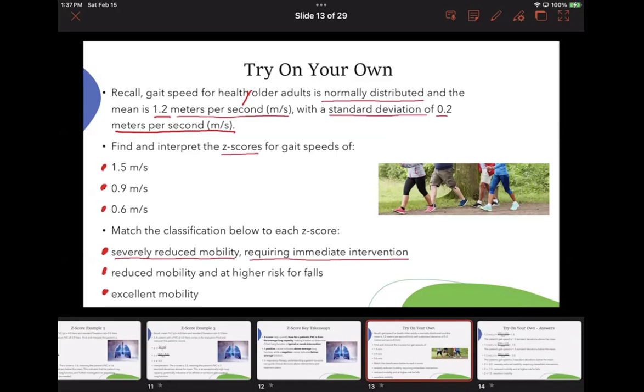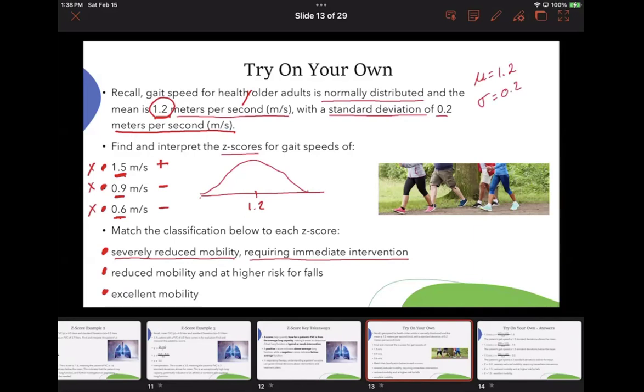So let's recognize that z-scores are going to be positive for gait speeds that are above the mean, and z-scores will be negative for gait speeds that are below the mean. And if we're given the mean of 1.2, we already have an idea of the kinds of z-scores that are going to come out of these calculations. 1.5 being more than 1.2 is going to be a positive z-score. 0.9 is less than 1.2, so that will be a negative z-score. And 0.6 is less than 1.2, and that will be a negative z-score. So let's apply the formula 3 times. Each time the x changes, but for each of those calculations, the mean is still going to be 1.2, and the standard deviation is going to be 0.2.